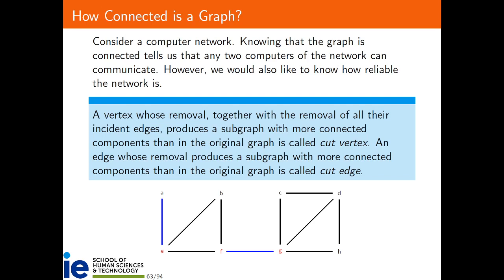a cut vertex. On the other hand, if I were to remove the vertex E, I would also again remove the edge EA, but in this case then A becomes isolated. There is no edge connecting A to all other vertices. Now the graph has two connected components, which is one more than in the original graph, and therefore E is a cut vertex. So in red here I denoted the cut vertices that you can identify in this graph, and in blue I denoted the cut edges.